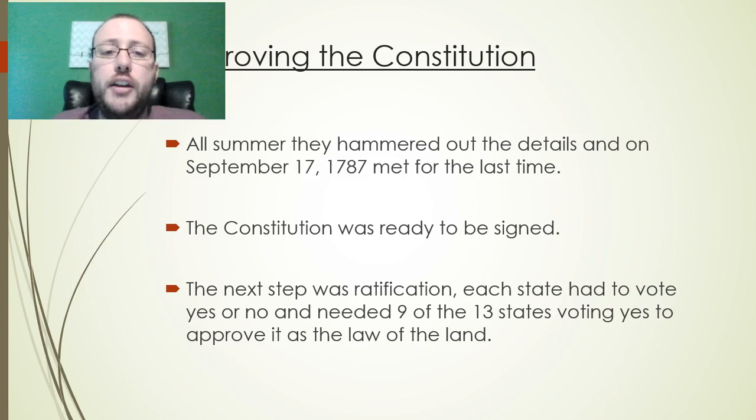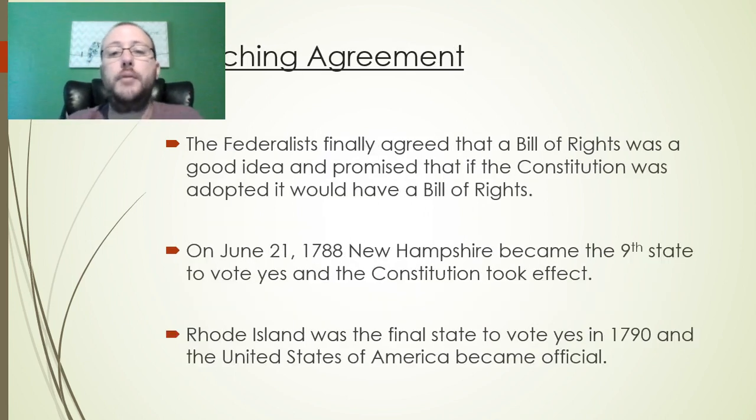All summer, they hammered out the details. On September 17, 1787, they met for the last time. The Constitution was ready to be signed, and the next step was ratification. Ratification just means approval. Each state had to vote yes or no, and needed 9 of the 13 states voting yes to approve it as the law of the land.